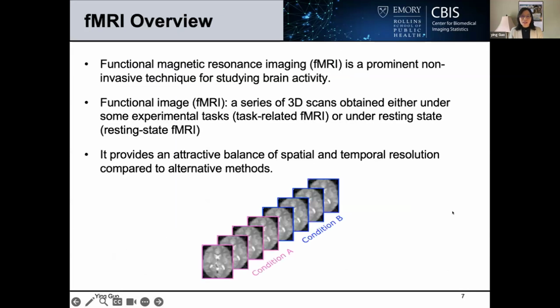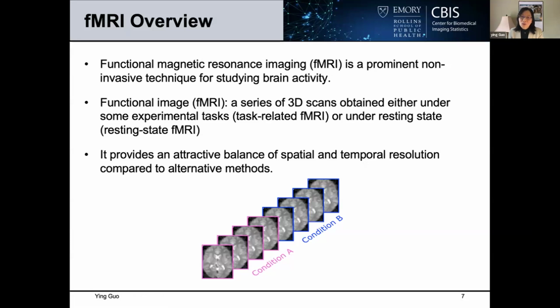So fMRI is basically T2-weighted brain MRI images. It has become one of the most commonly used imaging modalities to study brain function and activity. One of the main strengths of MRI is that it provides a very attractive balance between spatial and temporal resolutions. It offers a temporal resolution that's good enough for us to distinguish the brain activities under different types of tasks or different cognitive states.